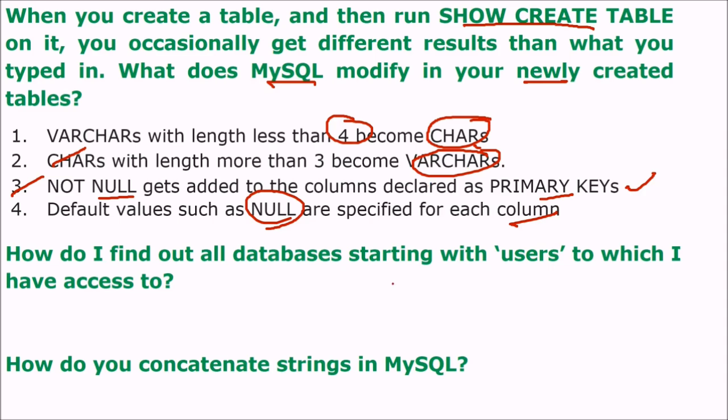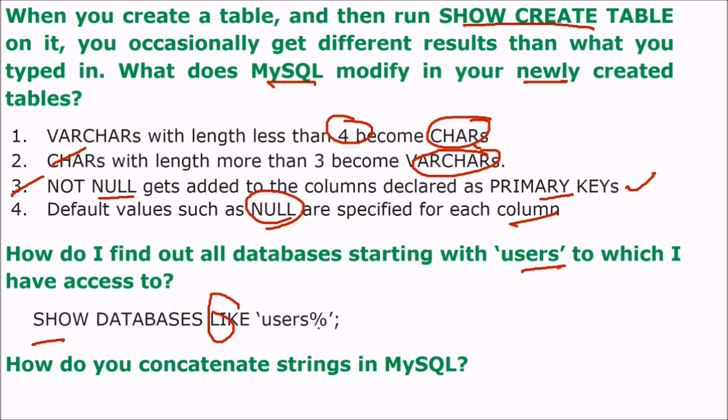How do I find out all databases starting with users to which I have access? For that you can use SHOW DATABASES LIKE 'users%'. So you will find out all the databases starting with users to which you have access.